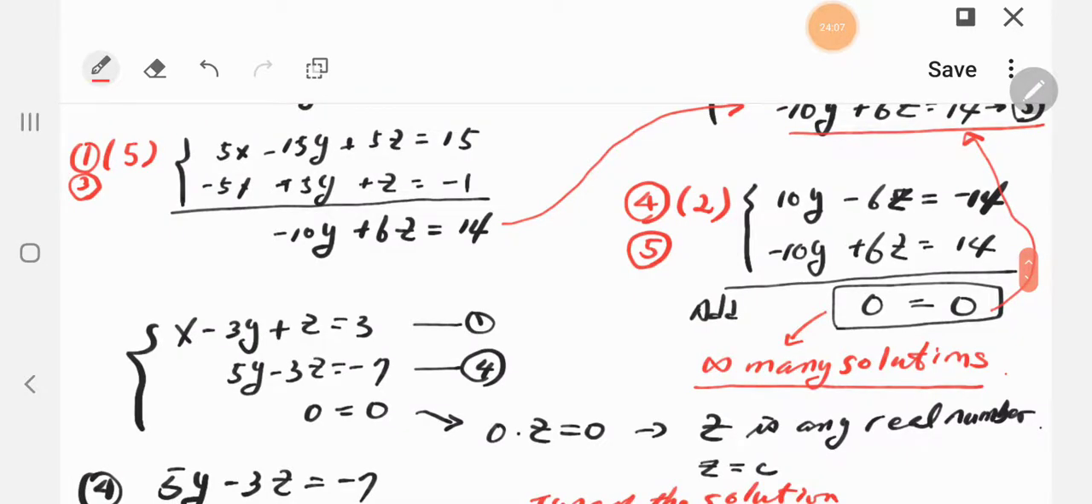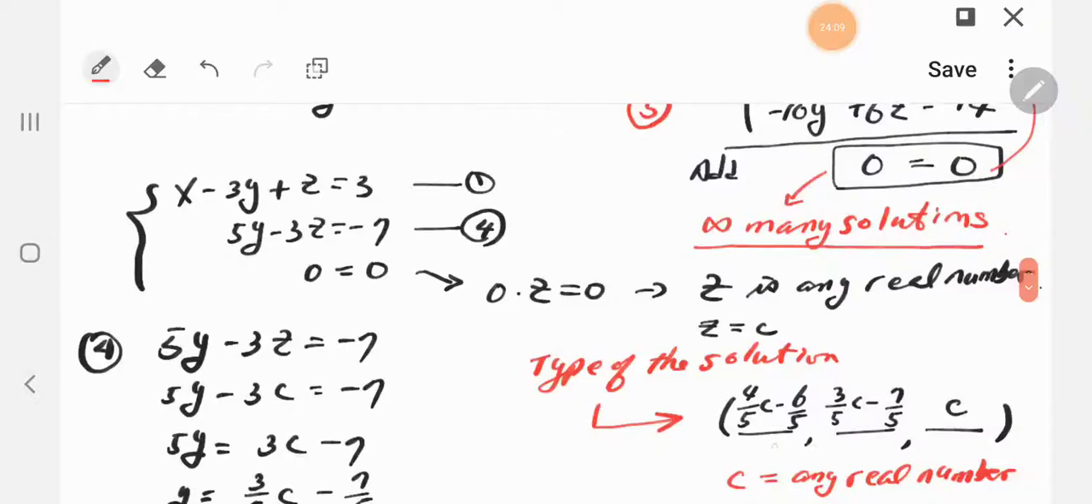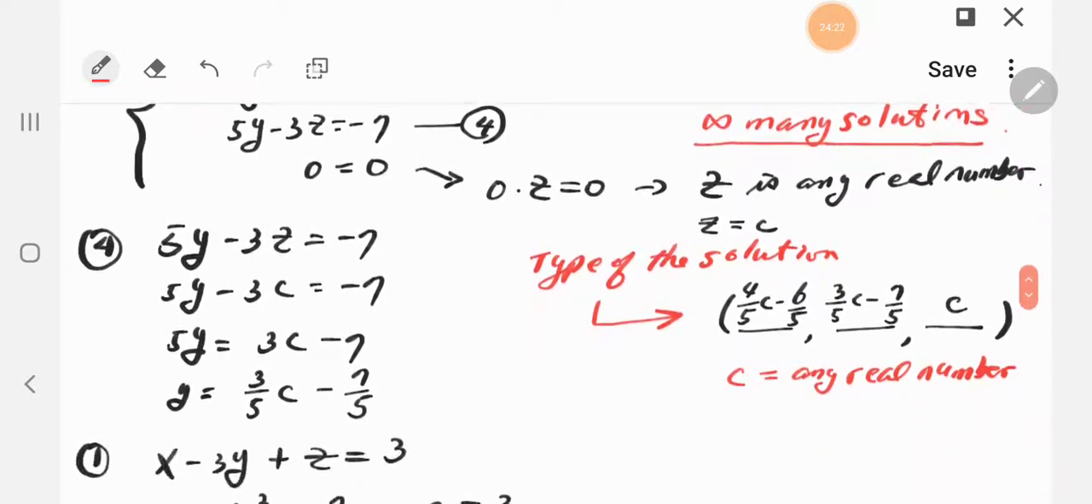Then what's the type of the solution? Then the type will be this triple. Not an ordered pair, a triple. So that's the solution type, and the solution is there are infinitely many solutions.